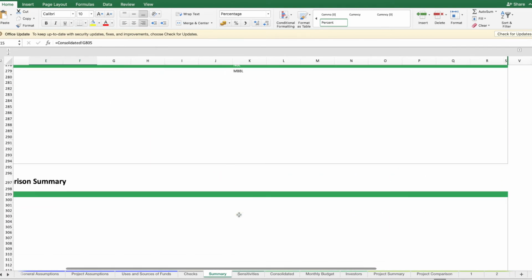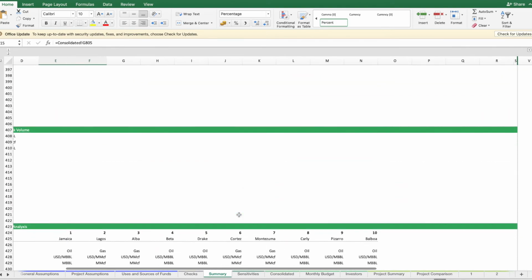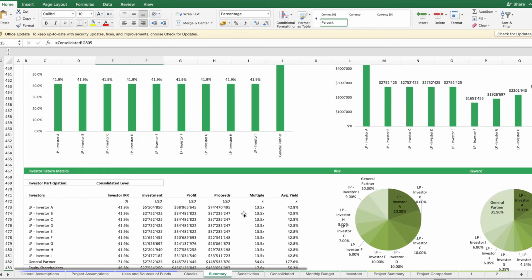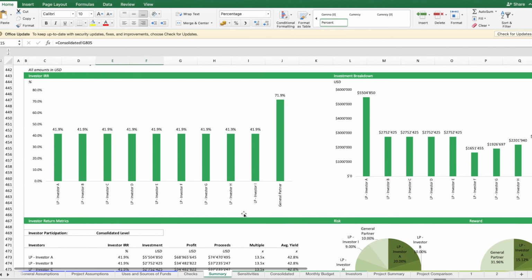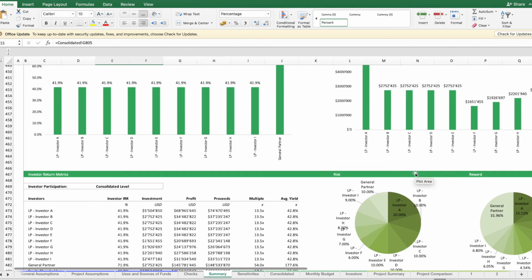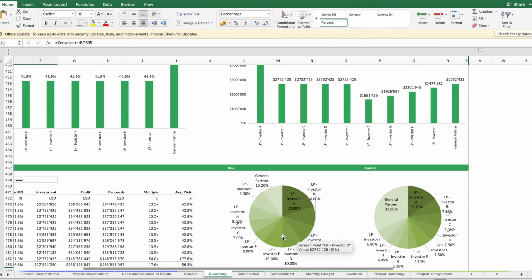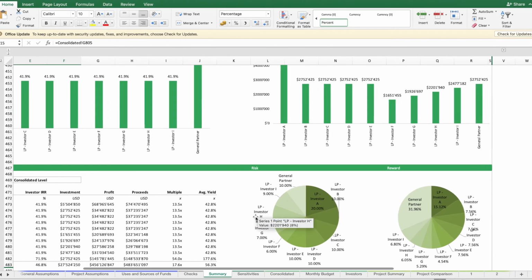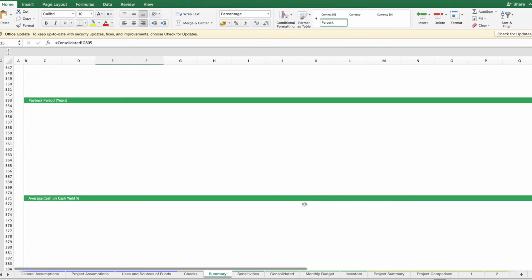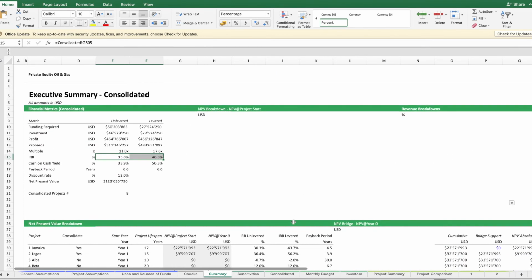This is then also summarized here at the bottom of the summary sheet, and we can basically understand a bit better how these IRRs would look, and also in terms of the risk and rewards, who invests how much and who gets which reward for all the work done. So yes, that's more or less what I want to show you.